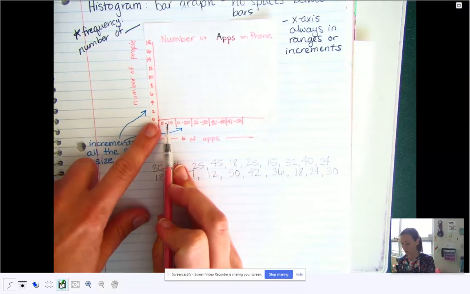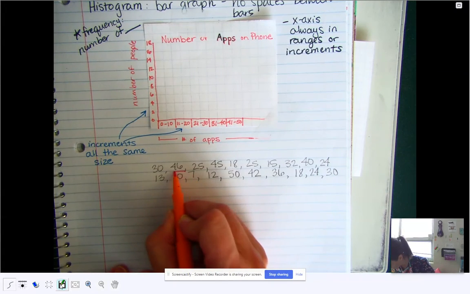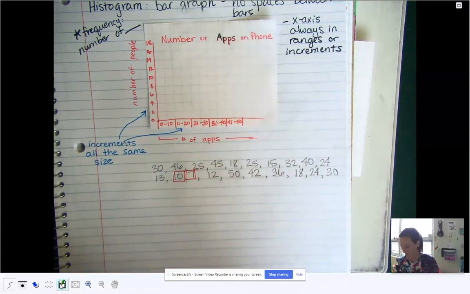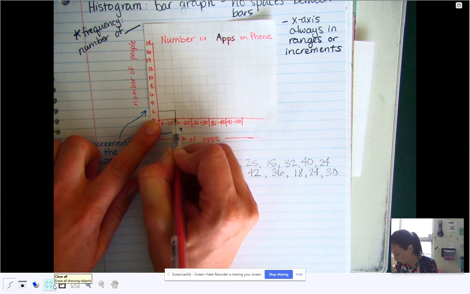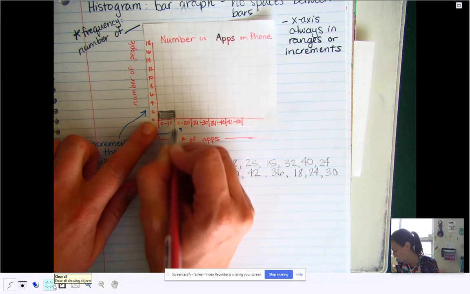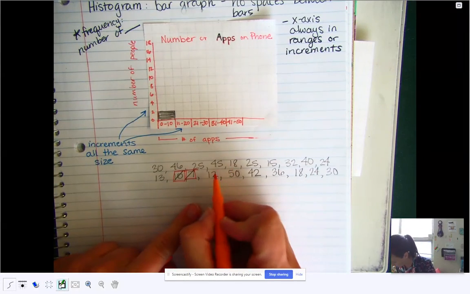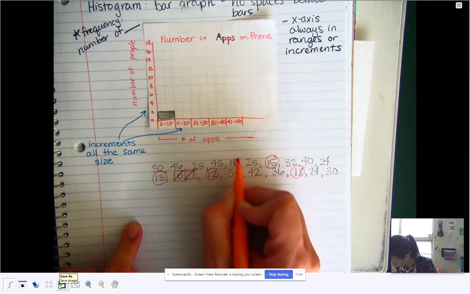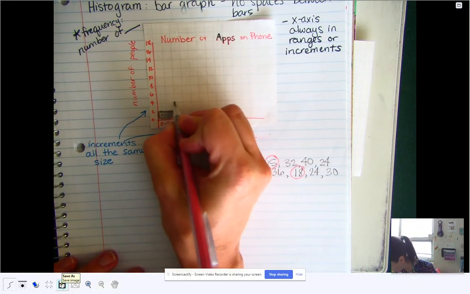So if I look at my 0 to 10, how many people had 0 to 10 apps on their phone? I had one person who had 10, somebody had 7. Everybody else was more than that. So on my frequency, I fill in the bar that 2 people are in this category. 2 people had that many apps on their phone. All right, cross them out so I know I used them. Next one, from 11 to 20, I have 12, 13, 18, 15, 18. So I have 4 people in that range that have that number of apps on their phone.